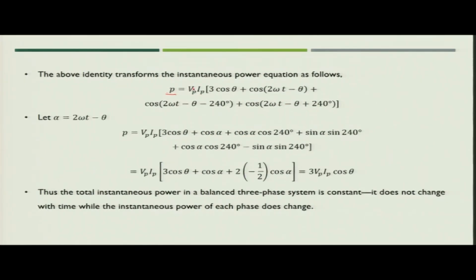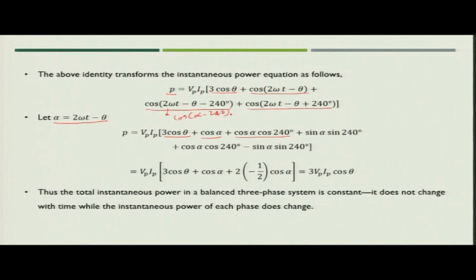We can write P as Vp into Ip. In the bracket you will get 3 cos theta plus cos 2 omega t minus theta plus cos 2 omega t minus theta minus 240 plus cos 2 omega t minus theta plus 240 degree. Now, let us assume alpha as a new variable which is equal to 2 omega t minus theta. The above expression will be simplified to Vp into Ip. In the bracket you will get 3 cos theta plus cos alpha plus cos alpha into cos 240, because here this will become cos of alpha minus 240.